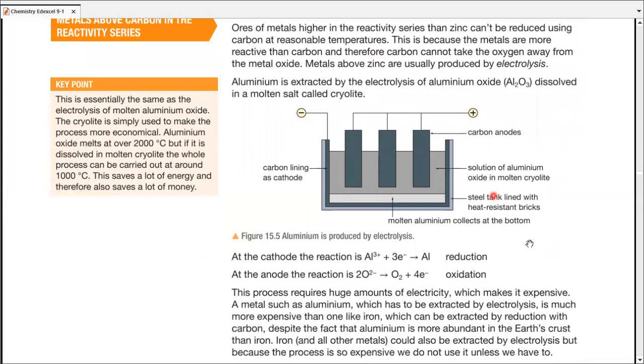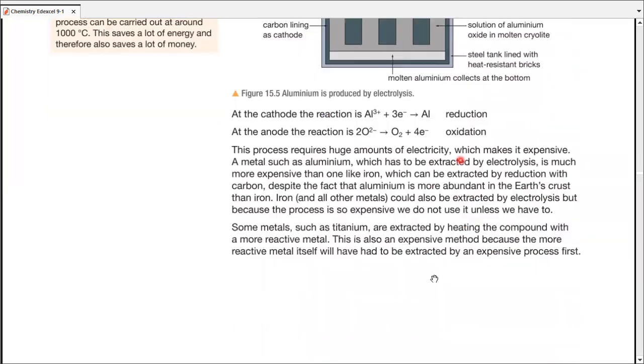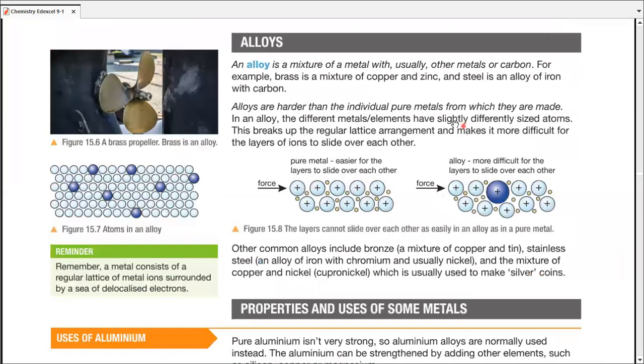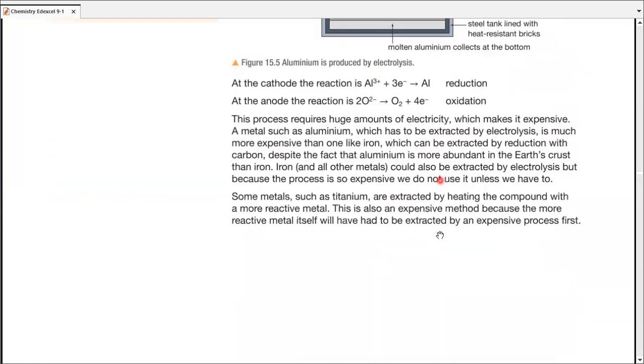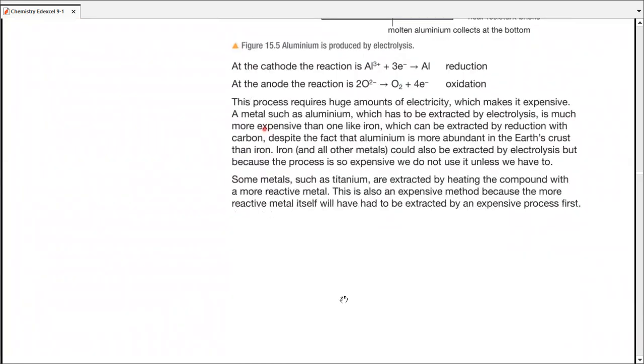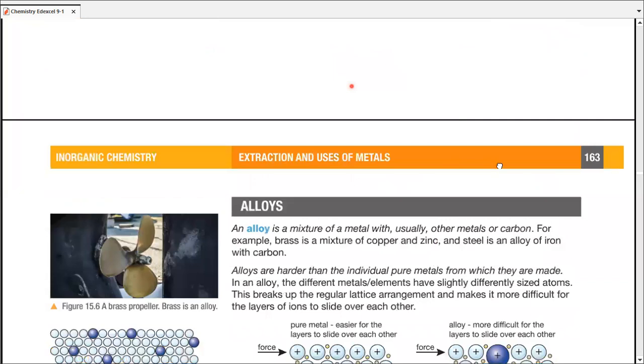Now, this is why we need to understand electrolysis separately, because this chapter uses electrolysis as a part of it. Okay, so I'm going to just skip this portion for now, since we're not done with electrolysis, and I'm going to move to alloys. We are just skipping half a page, all right? We'll do it as soon as we are done with electrolysis, both this portion as well as the key point, right? So moving on to alloys.